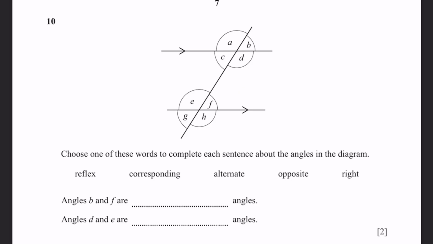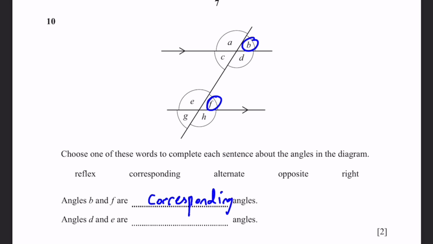Question 10. Choose one of these words to complete each sentence about the angles in the diagram: corresponding, alternate, opposite, right. So first, angles B and F are dash angles. So angle B is here, angle F is here. What angles are they? We can see that both of them are on the top side of the 2 parallel lines, and they both are on the right side of the transversal, which means they are corresponding angles.